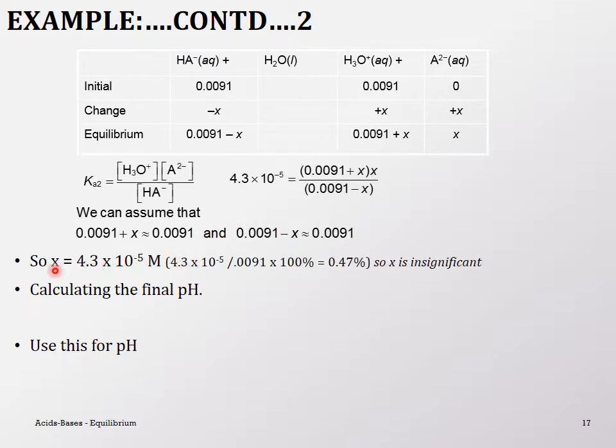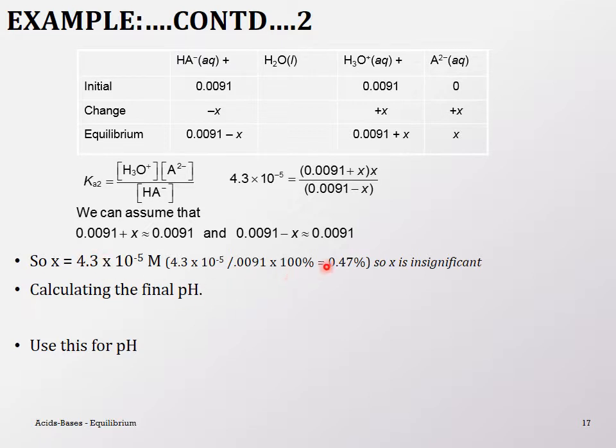So then this is the value of X after doing all the calculations. Remember you're ignoring the minus X and you're ignoring the plus X over here. So the only X that's remaining is this X over here. So it makes life a lot easier for us. And so then you calculate the final pH using this X value.